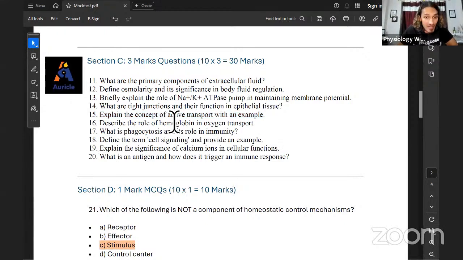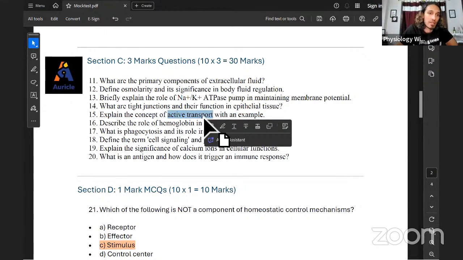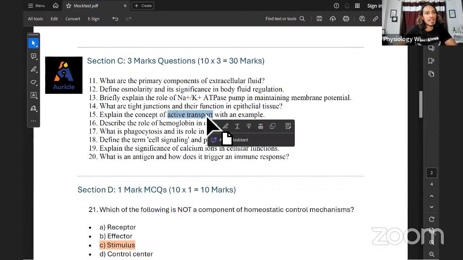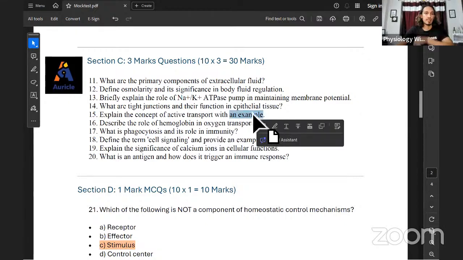Okay, and they have not even specified whether it should be primary or secondary. Okay, so first talk about movement against concentration gradient, how ATP is required. Okay, that is what constitutes active. And under active, mention how primary, secondary is there. Okay, and then give an example and explain.